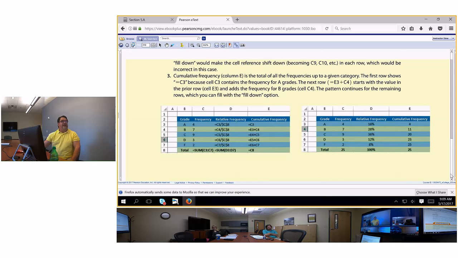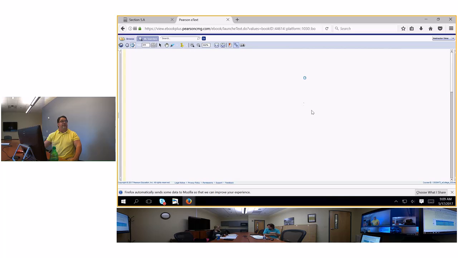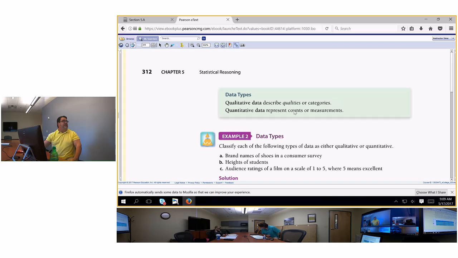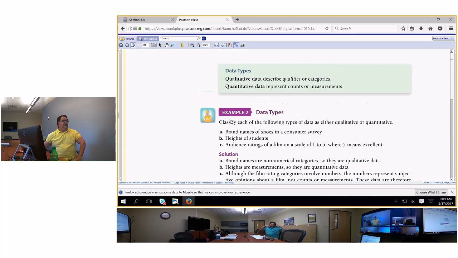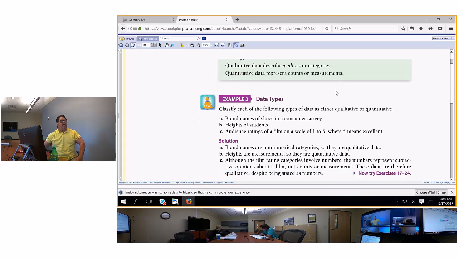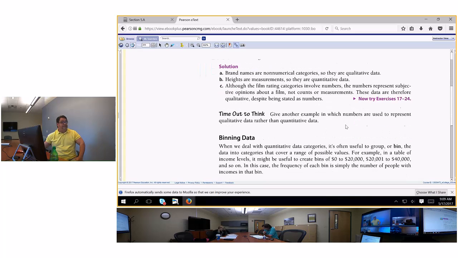But anyway, that's quality versus quantity. Make sure you write that down, because that'll be on your test, and you'll also see it on any type of standardized test that you take in the future. And there it is right there on page 312. Blonde, brunettes, and redheads would be qualitative. Quantitative would be your weights or your heights or your ages. That would be quantitative.